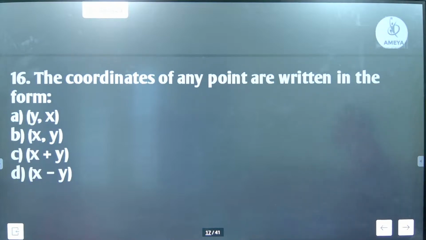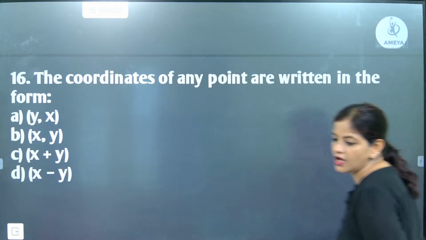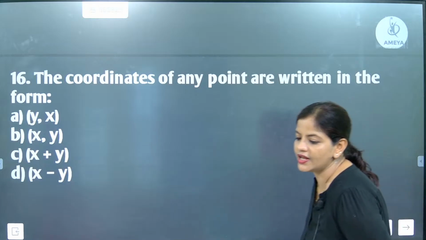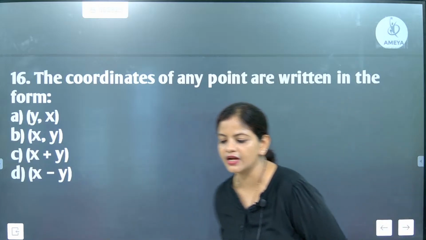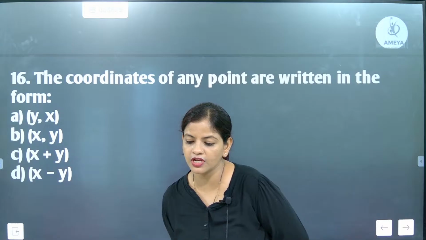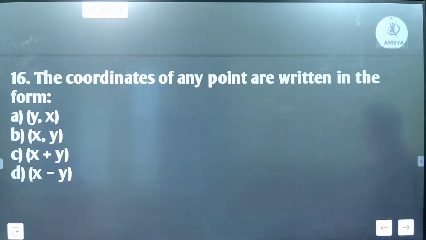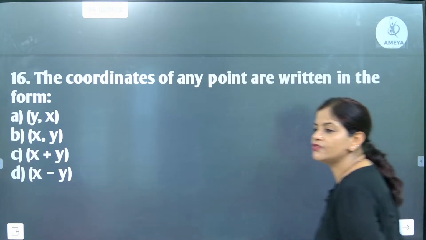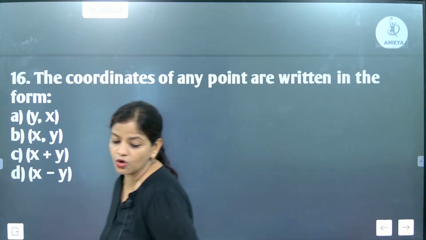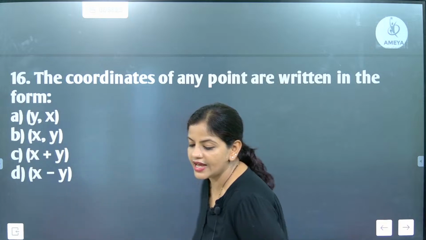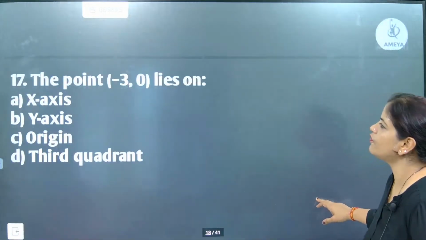All the online children, live children, have presented the correct answer. Now the coordinates of any point are written in the form yx, xy, x plus y, or x minus y. Which one is the correct one? It is xy. Absolutely correct. Due to shortage of time, I'm unable to take your names, beta, but you people are doing a great job. So here x comma y. Understood? X can be 0, positive or negative. Y can be 0, positive or negative. Absolutely correct. Can we go for the next one, beta?